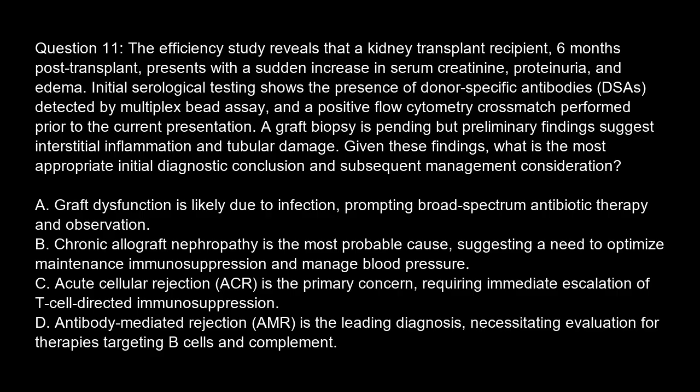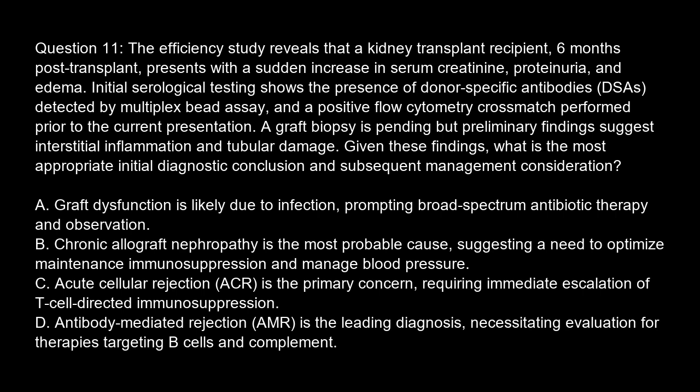Initial serological testing shows the presence of donor-specific antibodies, DSA, detected by multiplex bead assay, and a positive flow cytometry crossmatch performed prior to the current presentation. A graft biopsy is pending, but preliminary findings suggest interstitial inflammation and tubular damage. Given these findings, what is the most appropriate initial diagnostic conclusion and subsequent management consideration?